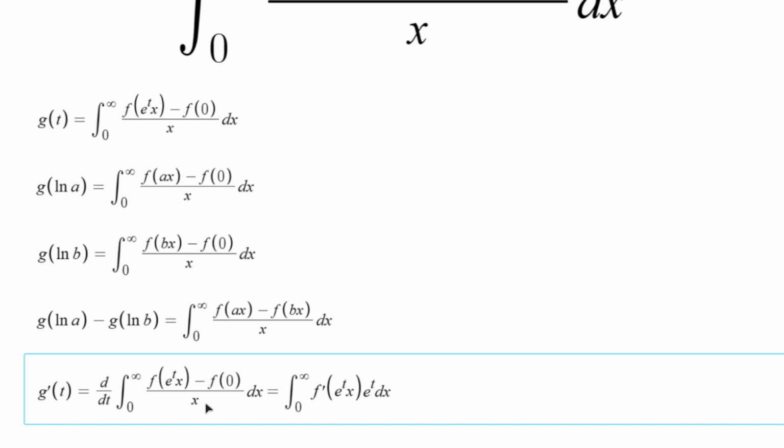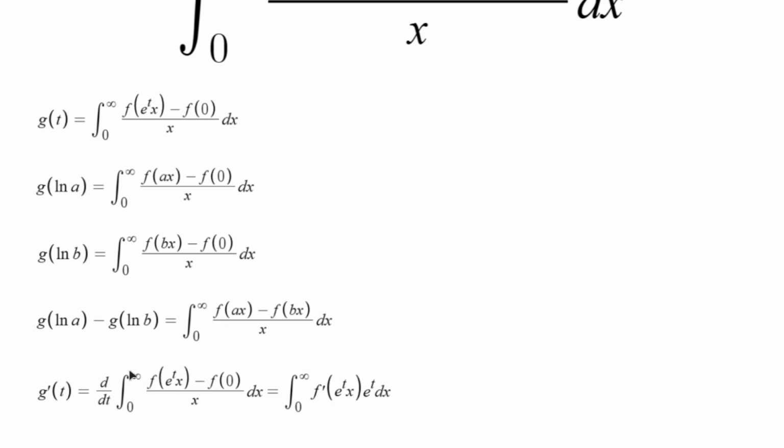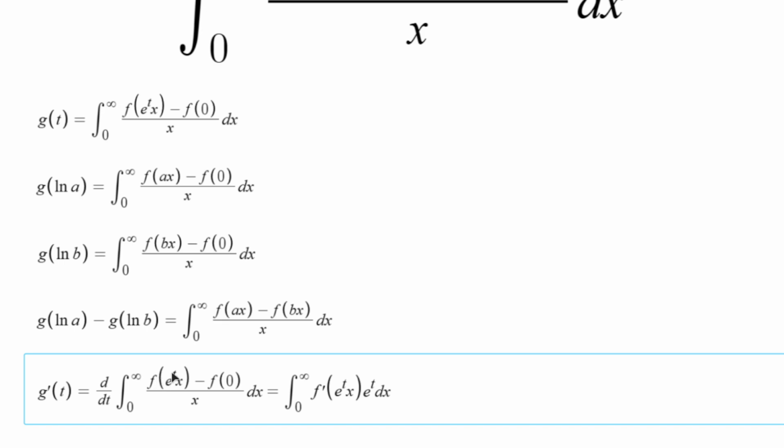And what's the partial derivative of the integrand? Well, we'll have to use the chain rule here. Don't forget we're taking the derivative with respect to t. So this is going to be f prime of the inner function times the derivative with respect to t of the inner function, of course, which would just be x times e to the t. And this minus f of 0 over x would drop out because that's constant with respect to t. So we end up with just this. We'll just have f prime of e to the t x times e to the t, because you'll notice those x terms would just cancel out. All right, so there's our g prime of t.